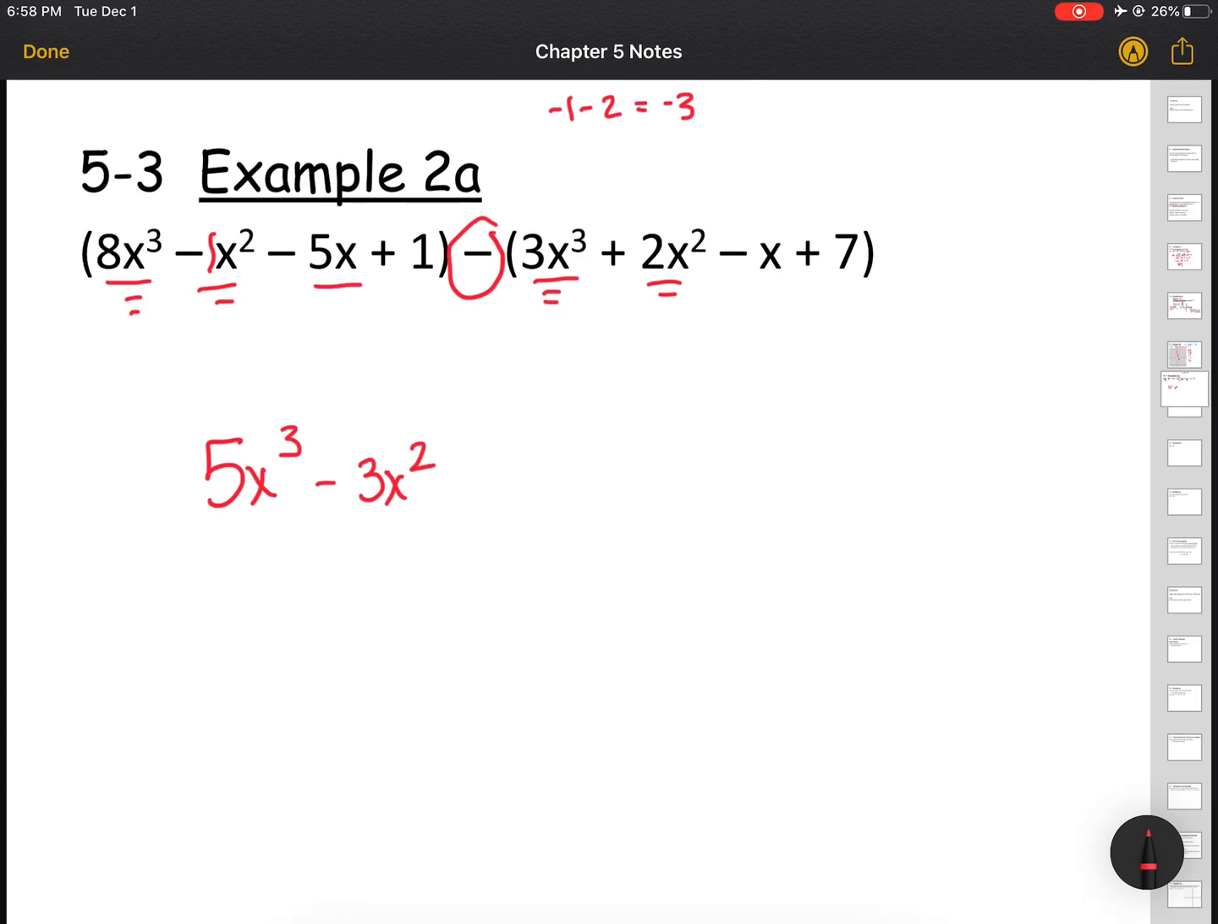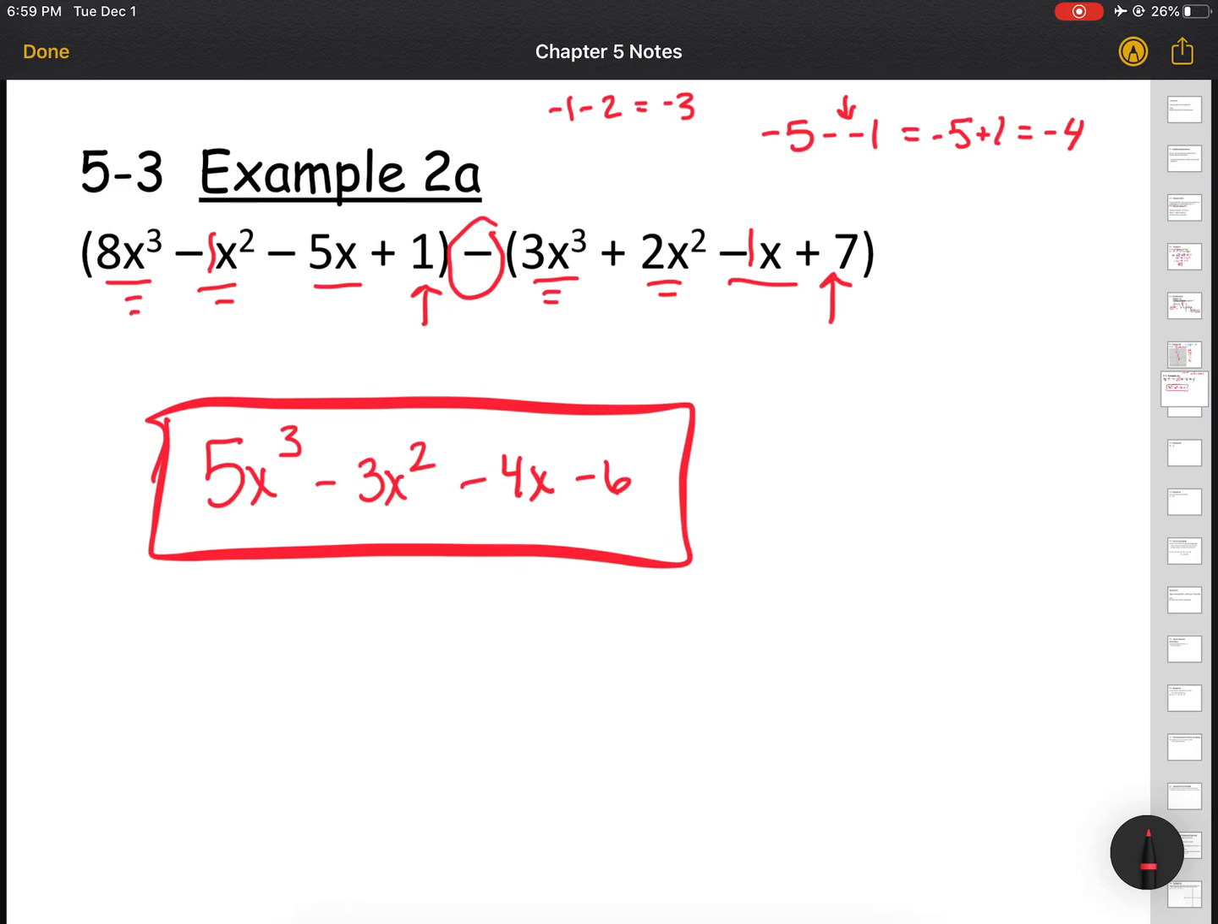Now if I go to my x terms, negative 5 minus negative 1. If you need to write that out, do it. Negative 5 minus negative 1. Okay, those 2 negatives in there become a positive. It's like saying negative 5 plus 1, which is negative 4. That's why I need to be very, very careful when I subtract these. So negative 4x. And then my constants, 1 minus 7 is negative 6. And that's what we get when we subtract those polynomials.